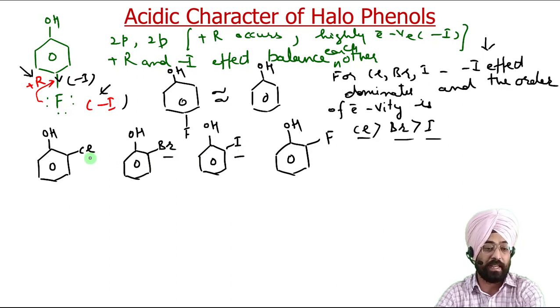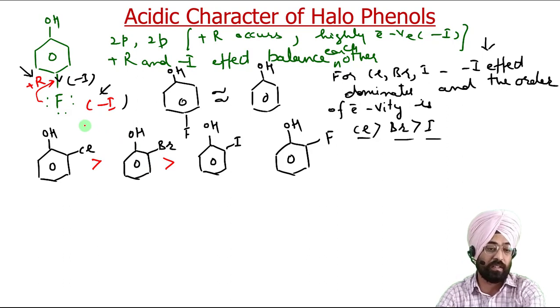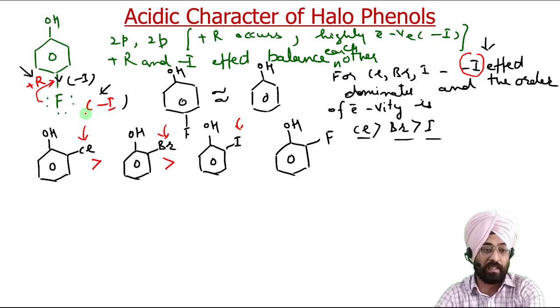So we can write here the acidic strength like this. This is greater than this, this is greater than this, this is greater than this. So this is explained on the basis of electronegativity of the halogen. Higher the electronegativity, higher the minus I effect, and the higher the minus I effect, the more it will stabilize the phenoxide ion, so greater will be the acidity.